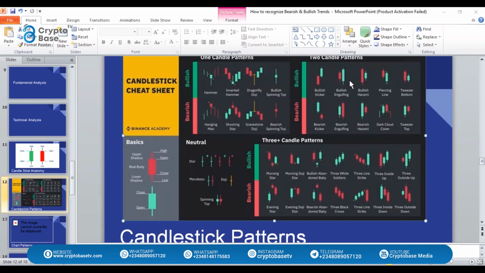So you can make use of these analyses, joining the three of them together to confirm whether we are in a trend reversal, whether we are in a bullish trend, or whether a bullish trend or a bearish trend is about to happen. If your fundamental analysis, your technical analysis, and your sentimental analysis tell you that a bullish trend is about to happen, then trust me, it's about to happen.